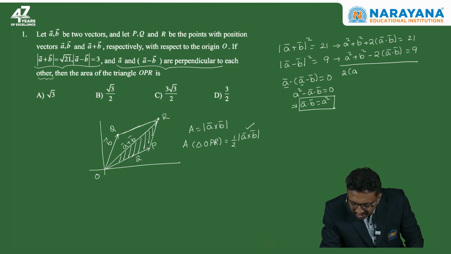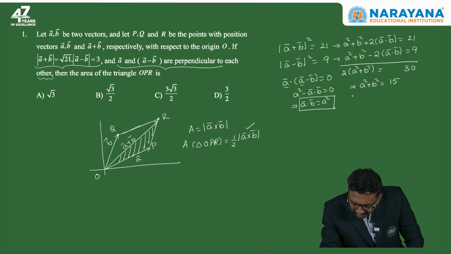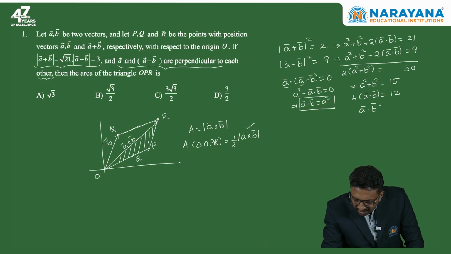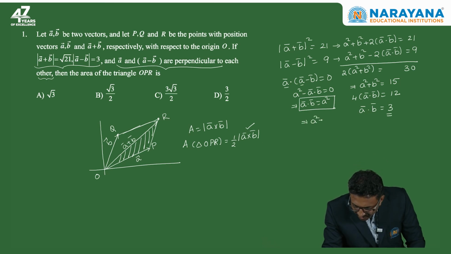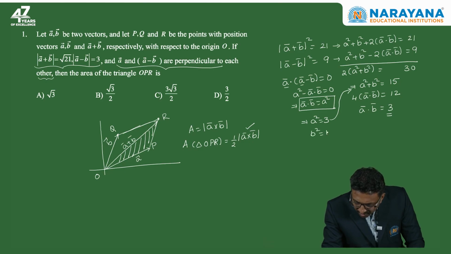We'll see what comes out. So 2 times a square plus b square is equal to 30, which implies a square plus b square is equal to 15. And if you subtract them, you get 4 times a bar dot b bar is equal to 12, that is 21 minus 9. So a bar dot b bar is equal to 3. If a bar dot b bar is equal to 3, which will imply a square is equal to 3. And if you put a square is equal to 3 in this equation, you'll get b square is equal to 12.